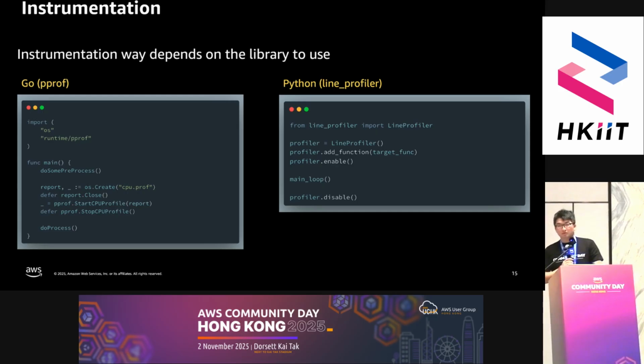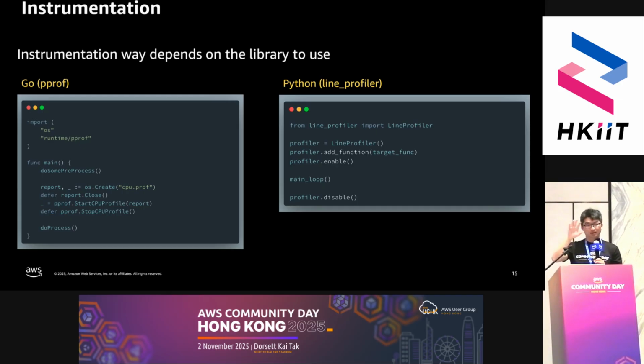The first step is to instrument your program. Instrumentation always depends upon the library you use. In the case of Go, there is a package called pprof, which is a standard package. You can use pprof out of the box when you install Go on your system. What you need to do is import the pprof package in the program, create an instance of the profiler, start the profiler, and then define where you stop the profiler measurement.